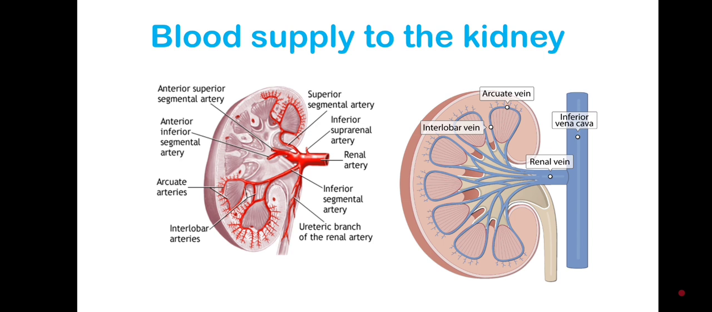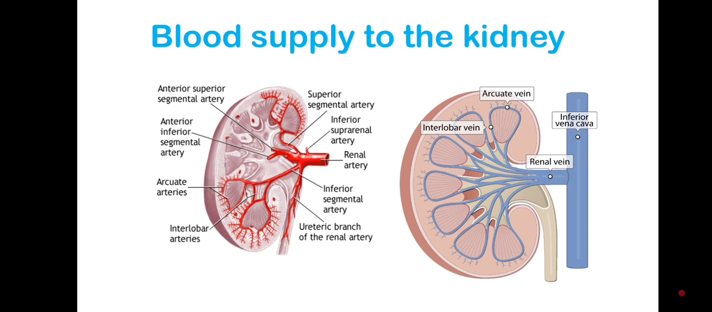Then it is divided into segmental arteries. According to the picture, you can see a superior segmental artery and the inferior segmental artery. From those segmental arteries, they supply the blood to different regions of the kidney.